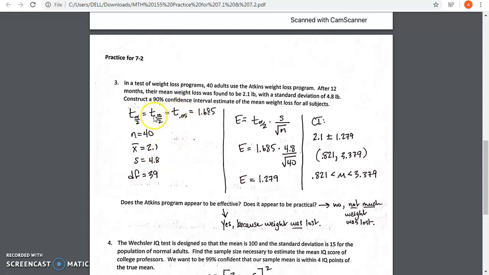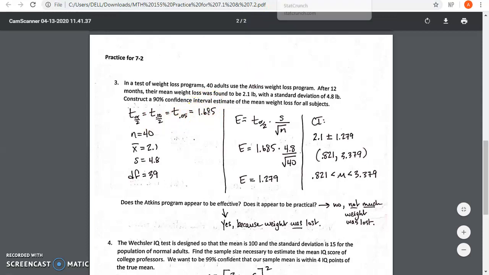Now, the t-distribution depends on the degrees of freedom, which is directly related to the n value. So whenever you're working one of these problems, the n value, the number of samples we have, is 40 adults. So the degrees of freedom, which I have abbreviated DF, is n minus 1. So the degrees of freedom in this problem is 39. Let me take you to Statcrunch to show you how to get this critical t-value.